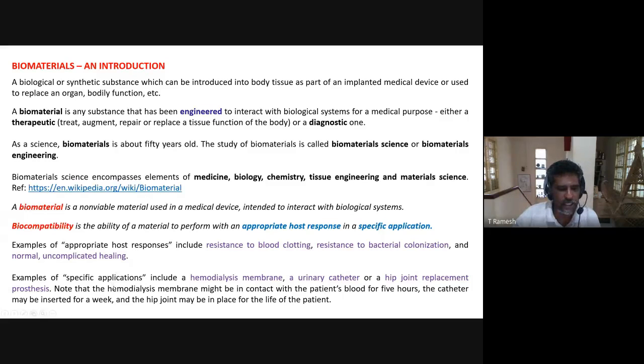Then what are specific applications? These include a hemodialysis membrane, a urinary catheter, or a hip joint replacement prosthesis. Note that the hemodialysis membrane might be in contact with the patient's blood for 5 hours, the catheter may be inserted for a week, and the hip joint may be in place for the life of the patient. So all these things are to be considered before introducing any material for biomedical applications.